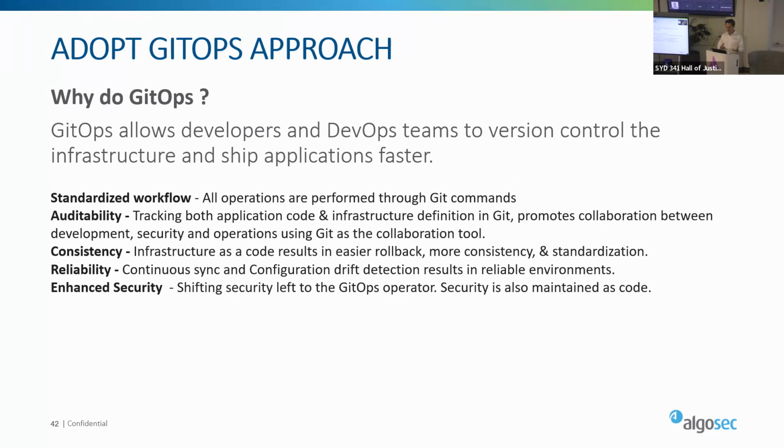So I would say GitOps is an extension of DevOps, by taking the best practices such as version control, collaboration, and continuous deployment, and applying these to the environment. So that's really what it's all about. If you want to think about it, this allows the DevOps team to version control the infrastructure and ship faster.